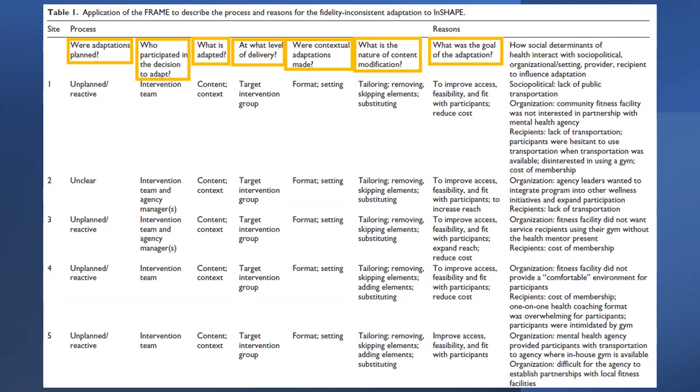So in this study, the adaptation was to improve the access, feasibility, and fit for the participant needs, and to increase the reach and decrease the cost for the participants. And then lastly, they looked at how social determinants of health affected the participants' access to and use of the community fitness or gym facilities, and how they played a role in the fidelity inconsistent adaptation.